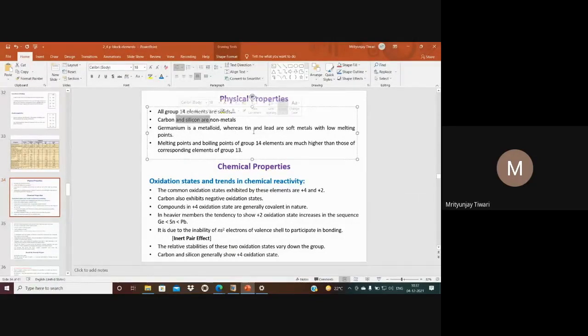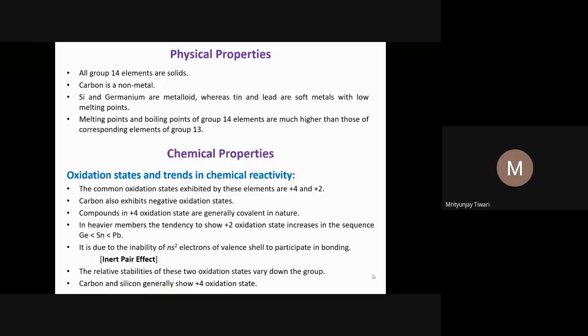Mostly one can write carbon is a non-metal, silicon and germanium are metalloids, whereas tin and lead are soft metals with low melting points.